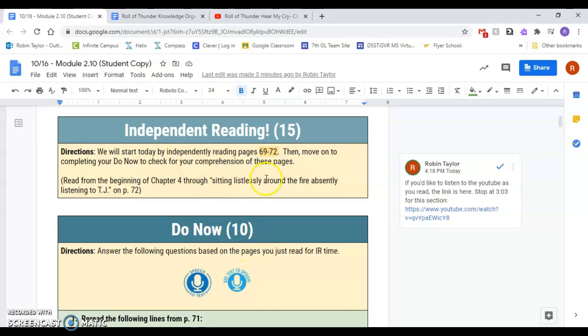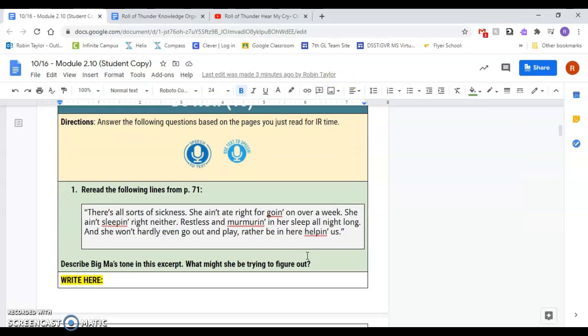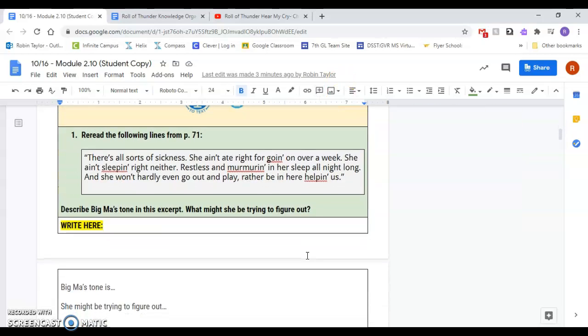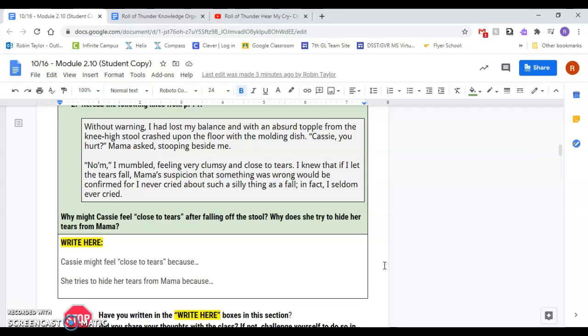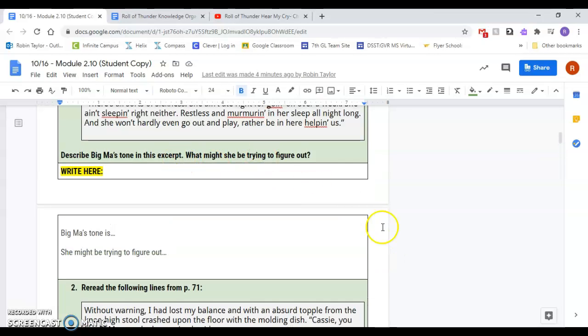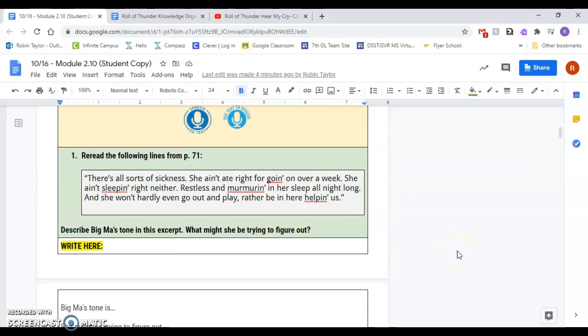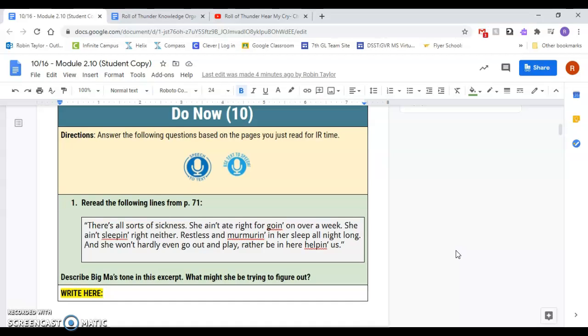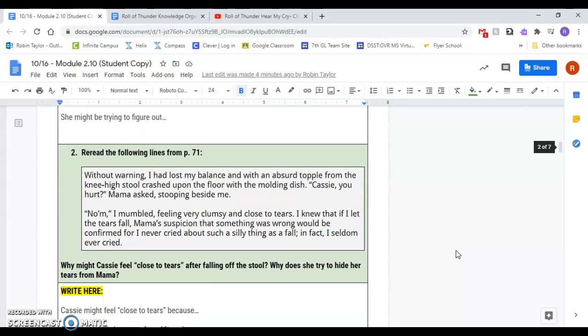Okay, if you are back, that means you have read pages 69 through 72 and you're ready for your do now. If you'll scroll down, there are a few questions that you're going to answer, and if you don't have an answer to those, you can make sure you're going back to those pages to reread. There's question 1 and 2 that have a little bit of a close read for you. Pause now and take about 5 to 10 minutes to complete your do now.